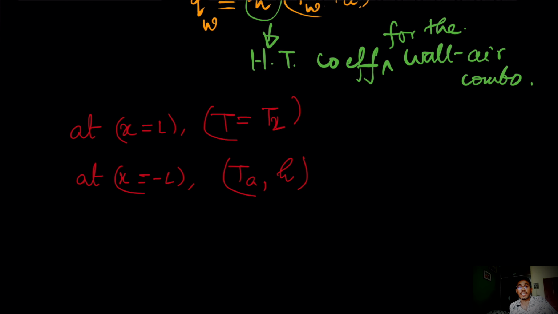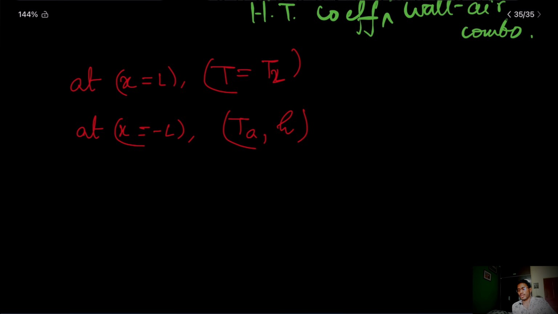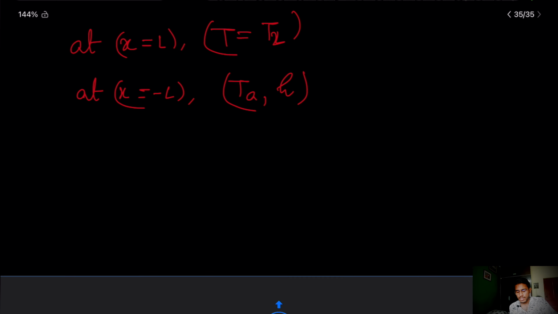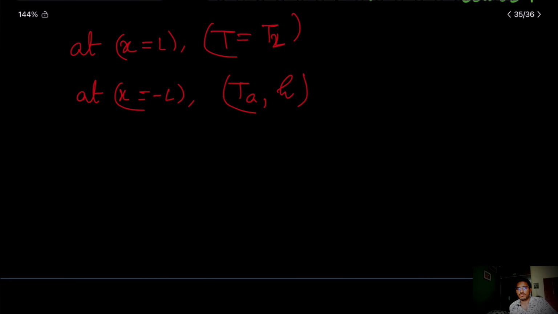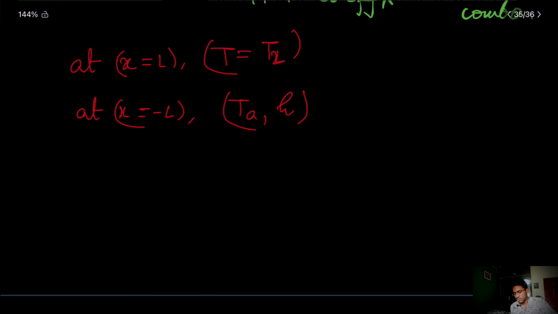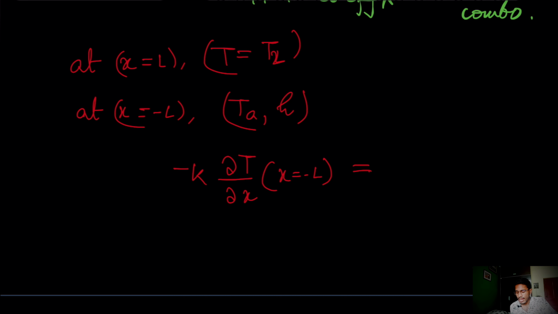So then the heat that is crossing the boundary from the solid, the same heat should be going into the surroundings. That is, there should be continuity of the heat flux, because the interface cannot store any heat. Therefore, minus k del T del x at x equal to minus L, this is the heat flux at x equal to minus L, is equal to H into T at x equal to minus L minus T ambient.